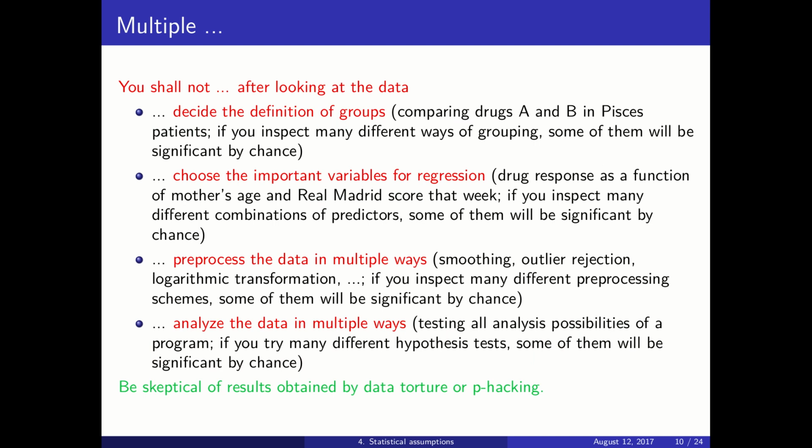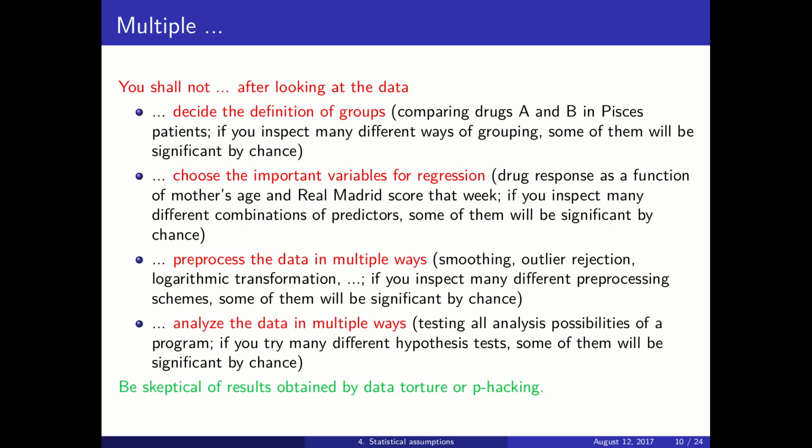So, comparing drugs A and B in patients, they don't make a difference, and then I start to look at what is the subgroup for which they make a difference, and I find that in Pisces patients, they have a difference between A and B. So this subgroup definition, probably it is just by chance. If you try many different ways of grouping, some of them will be significant just by chance because of this type 1 error.